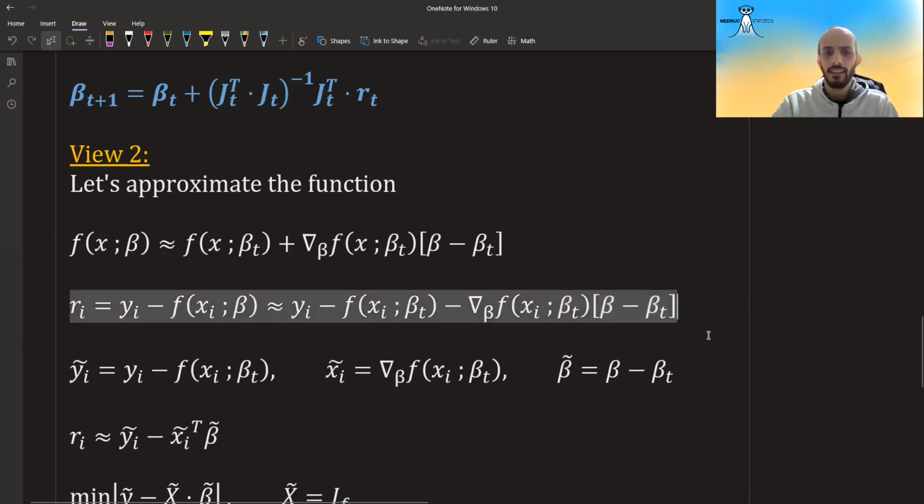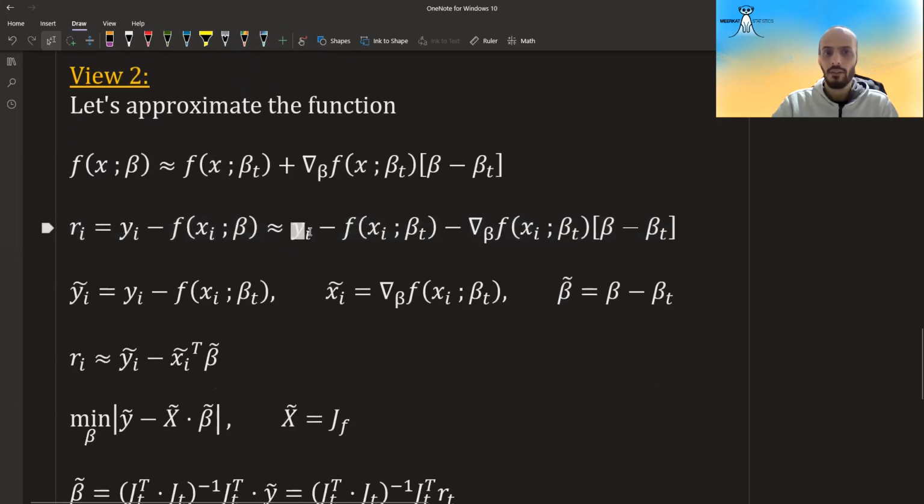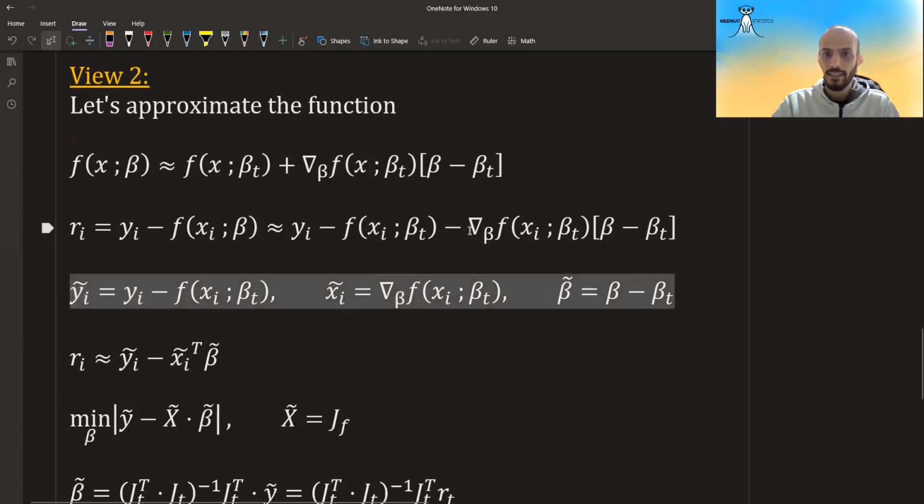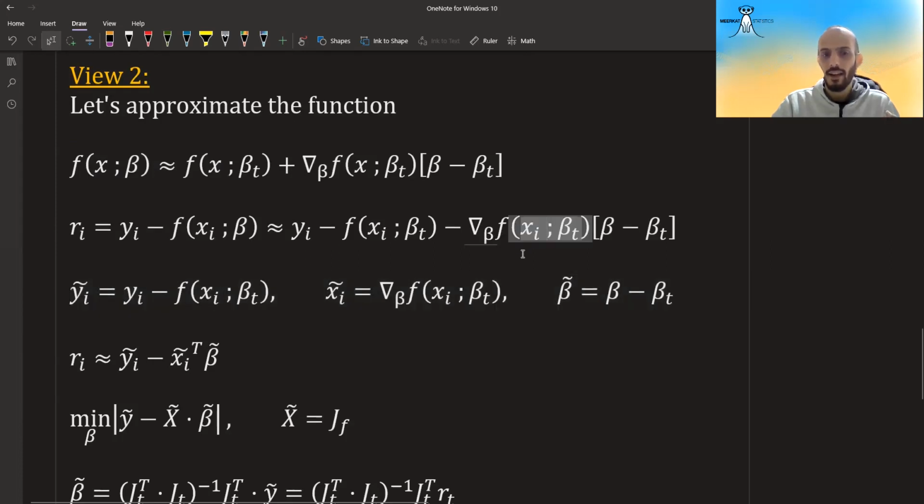Okay, and let's now call these the new yi's, the new response variables, or we can also call them the working yi's, the working response. And this, let's call this our xi tilde, and this will be our new coefficient, our working coefficient, working response, working predictors. And now our residual is approximated by this expression over here.